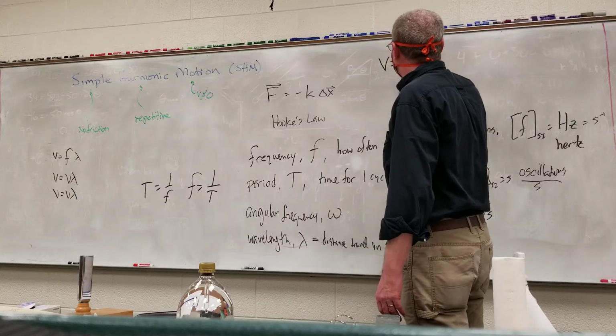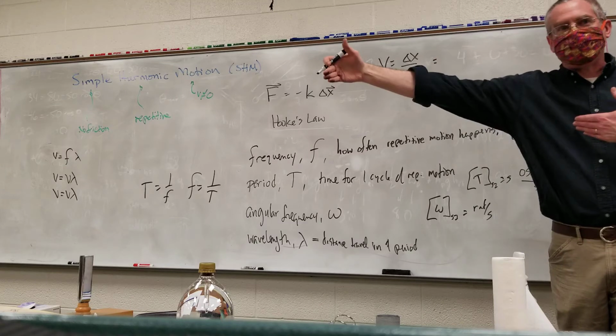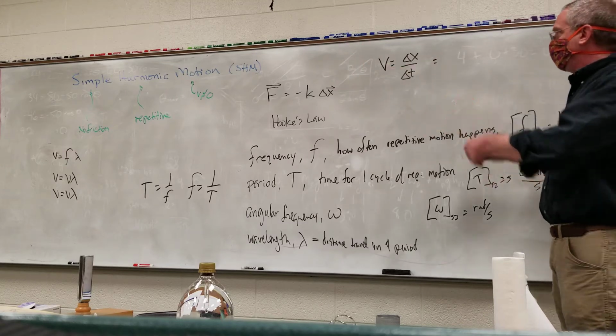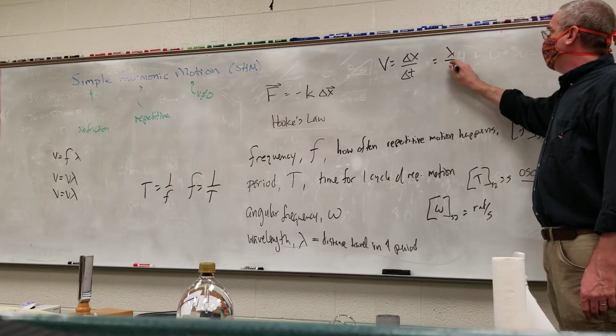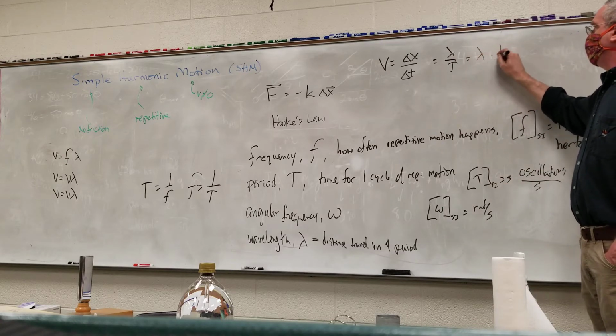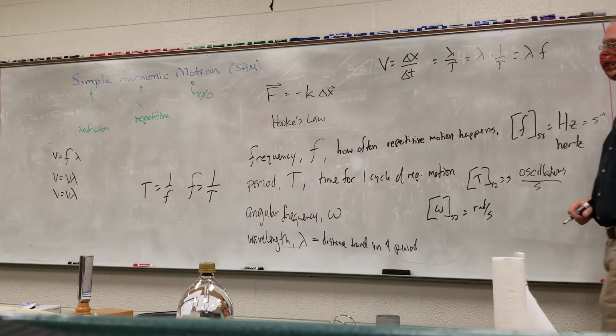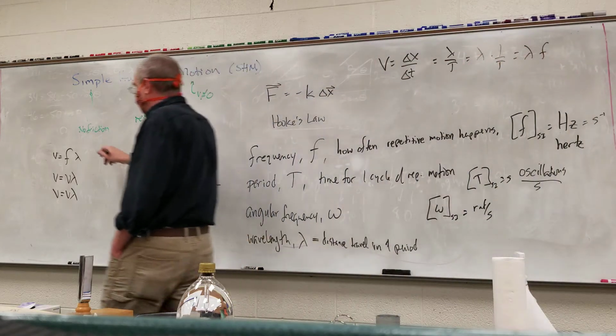Speed is the distance that the wave travels divided by time. The distance that it travels, how far out the wave goes, is just my wavelength. The time is my period. So that's just the wavelength times 1 over the period, which is the wavelength times the frequency, which is this formula I have right over here.